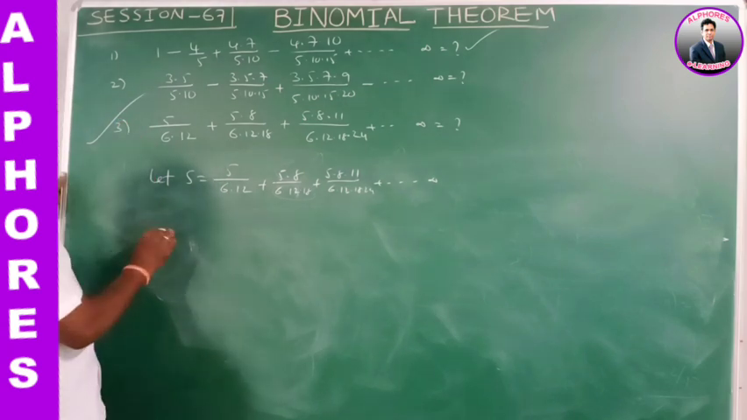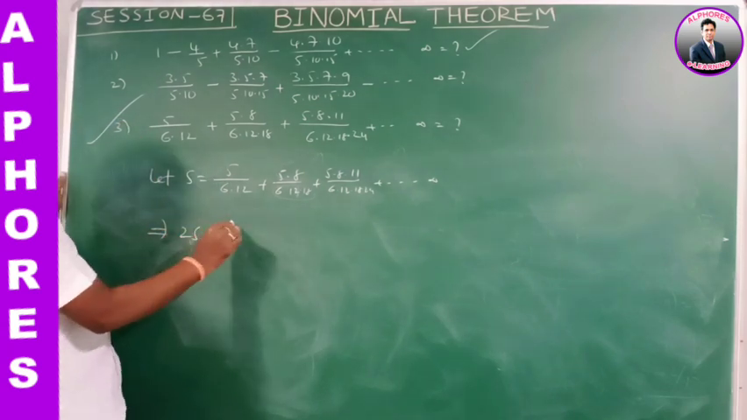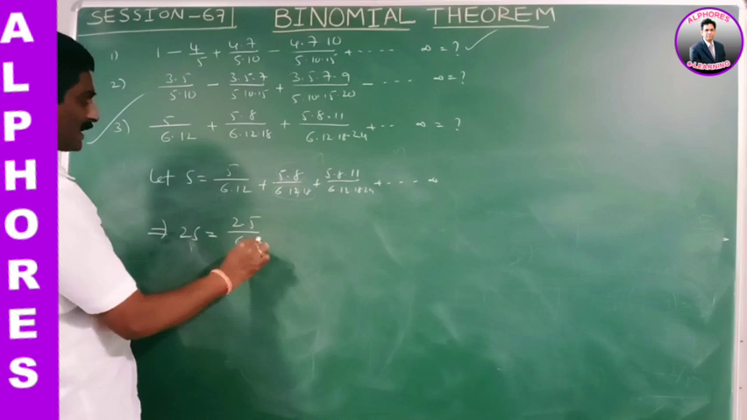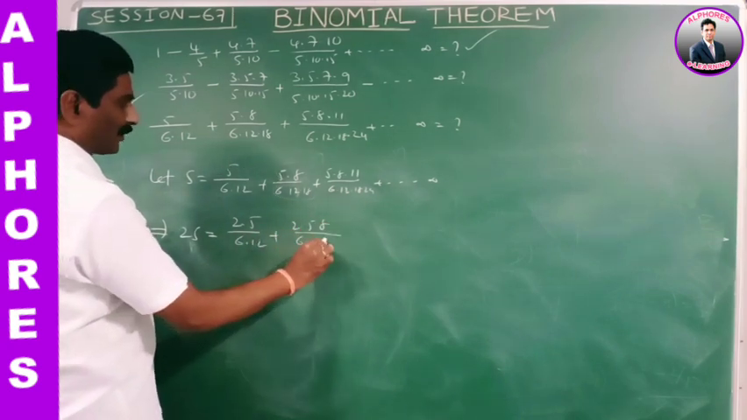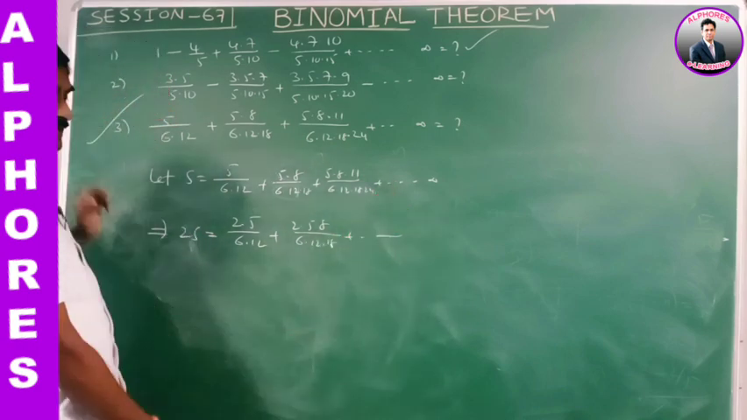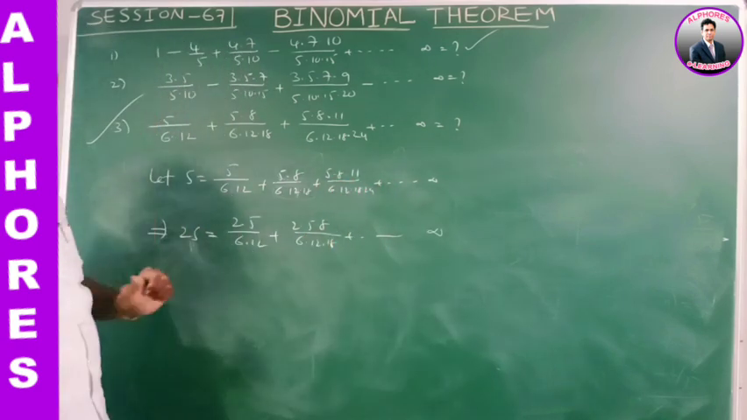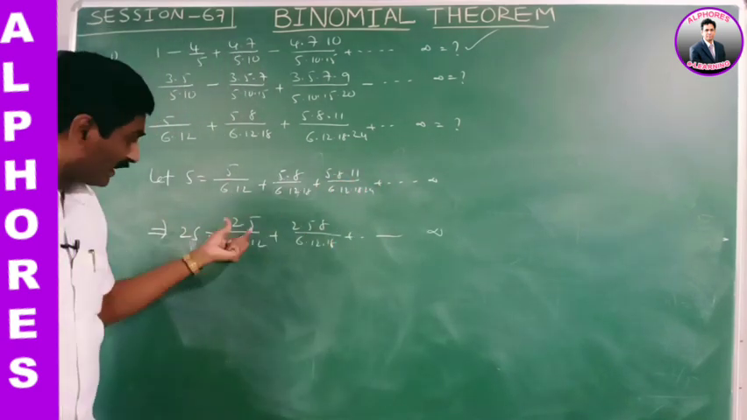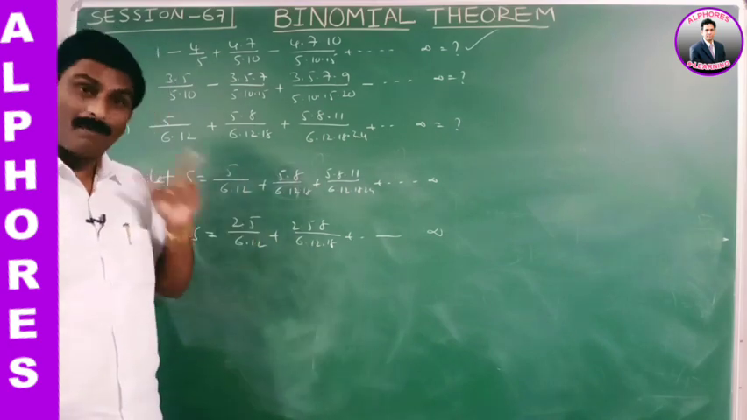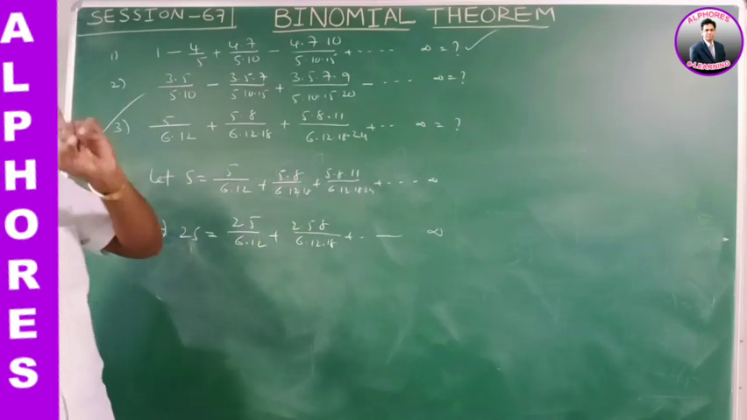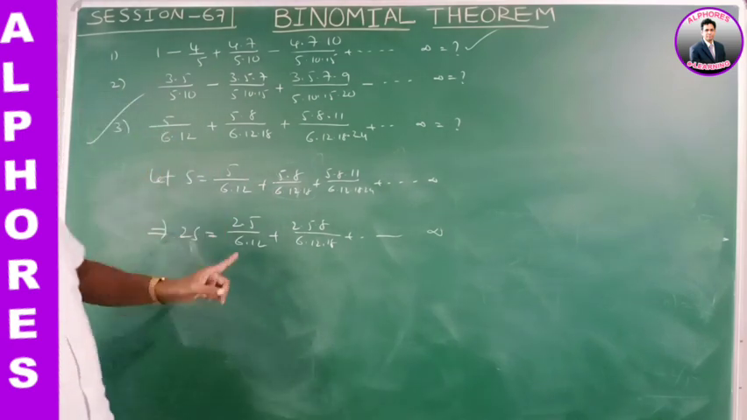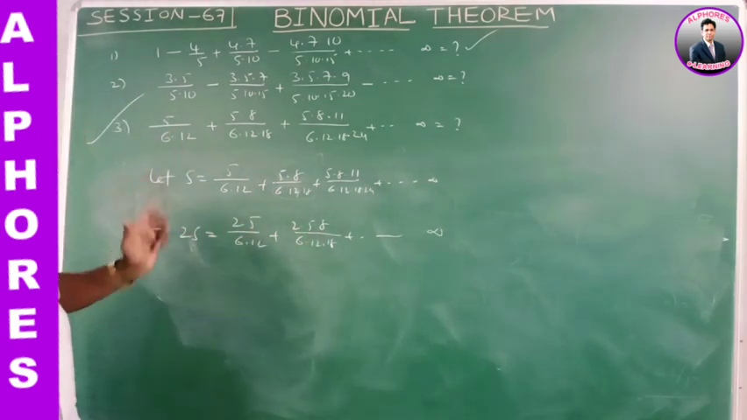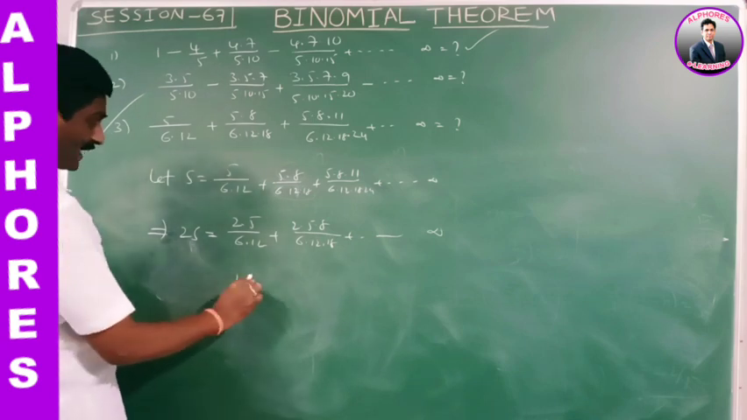So, multiplying on both sides with 2, we get 2s is equal to 2 into 5 by 6 into 12 plus 2 into 5 into 8 by 6 into 12 into 18 plus so on. Please observe the sequence. In this case, the sequence is completed. Here 2 terms, here 2 terms, here 2 terms. But the sequence begins from 1: 1 plus single term plus 2 terms plus 3 terms. What are the missing terms? 1 plus 2 by 6.